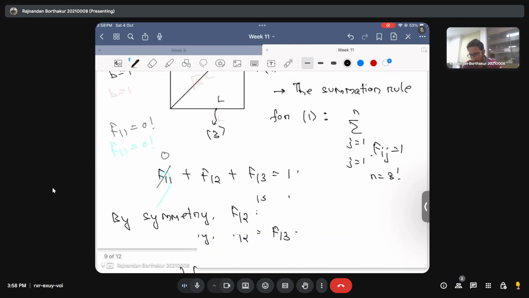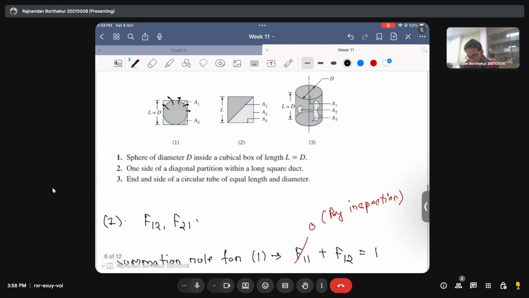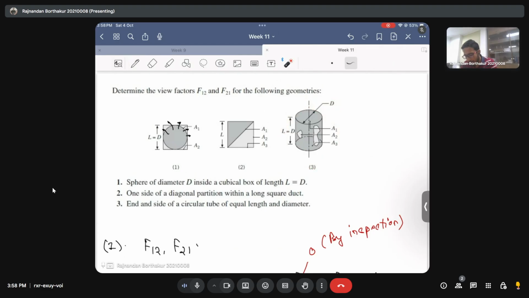And in a similar spirit, you can also calculate F12 and F21 for the other scenario, and I'll leave this exercise as homework. You can try it at your end, and if there are any doubts, you can let me know through the discussion forum of the course. Think about how you will calculate this, where the third case is a cylindrical tube of equal length and diameter, and you need to find F12 and F21 in this scenario. I'll discuss this in the next class anyway.